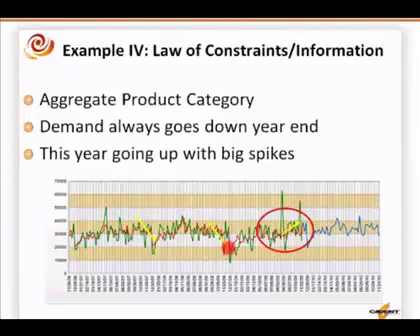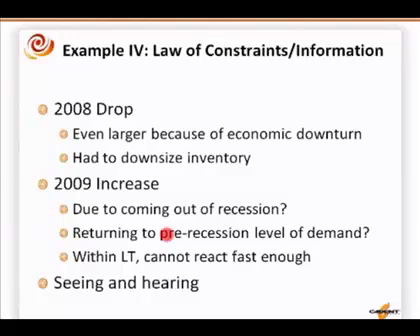At the end of the fourth quarter of last year was the start of the recession. Things went down further, so we're operating at a lower level for a while. All of a sudden this year, we're expecting a downturn. What happened? Actually, demand went up. So this year there are big spikes happening where normally we had downturns. Why is that? Well, the 2008 drop was probably larger because of the recession or downturn, and the company and a lot of companies all over the country had to scramble to downsize inventory.